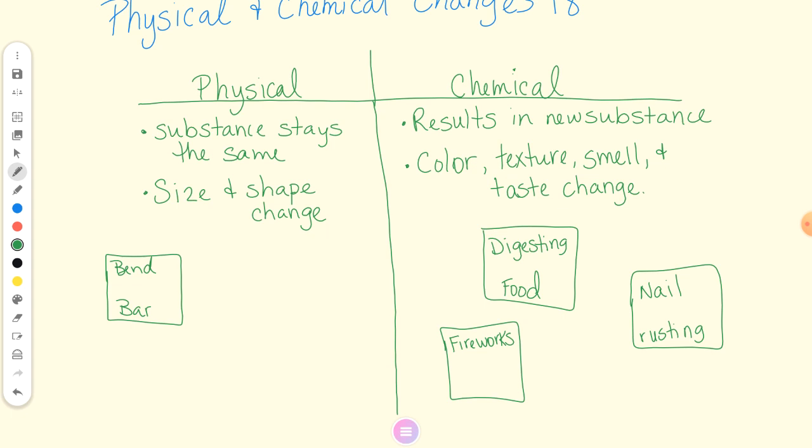Bryson. Paper tearing. Which side does that go on? Physical, because do you still have paper when you're done? Yes. Paper tearing is a physical change.